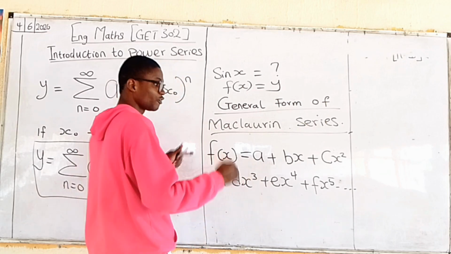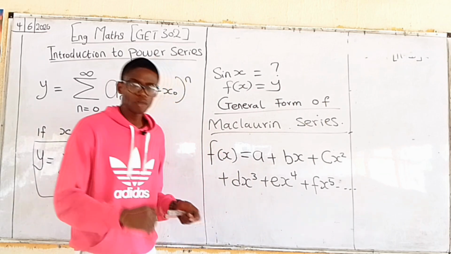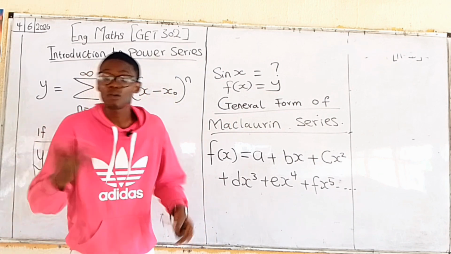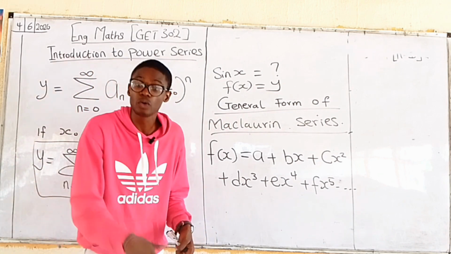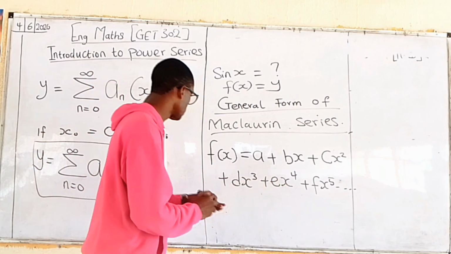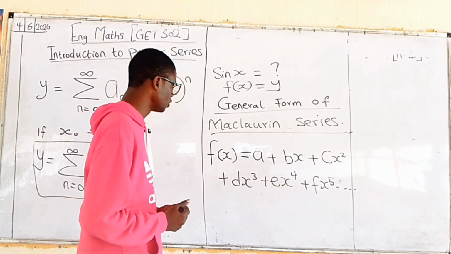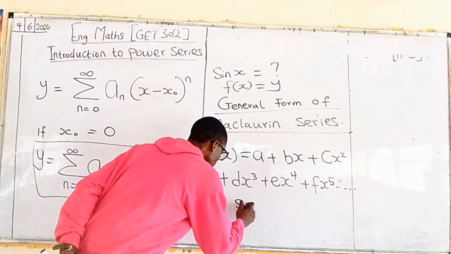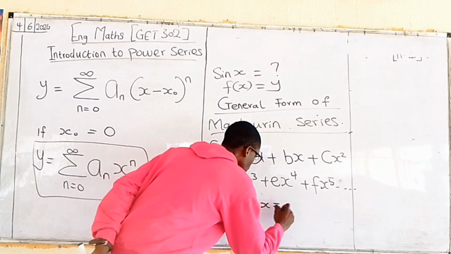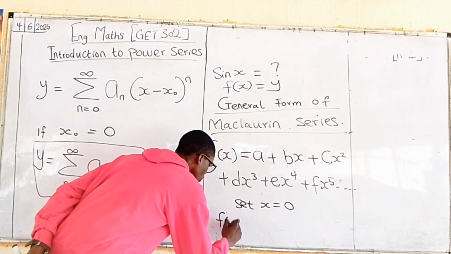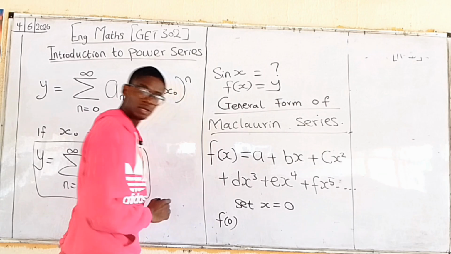So a Taylor series can start from any point. Usually, we say it starts from 0 because once it starts from 0, it is now a Maclaurin series. Any other starting point that is not 0, we call a Taylor series. Now we want to get our value of A. The easiest thing I can do is to set x equal to 0. That means I'm looking for f of 0, right? Yes.